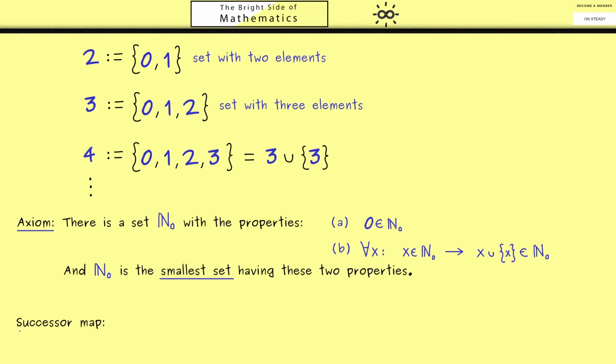Now, with the natural numbers, we immediately get a map we call the successor map. We denote it with S and it goes from N_0 into N_0. And the definition we already know, we send the number x to the union. Because we learned, this gives us the successor. For example, if we put the number 6 into the map, we get out the number 7. Okay, I think that's good enough for an introduction.